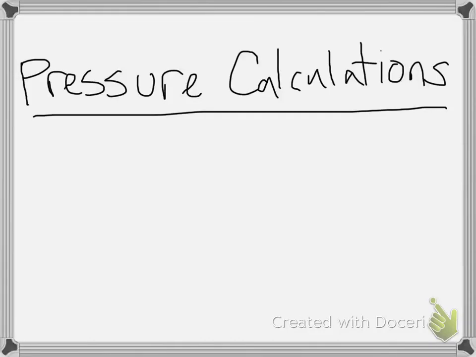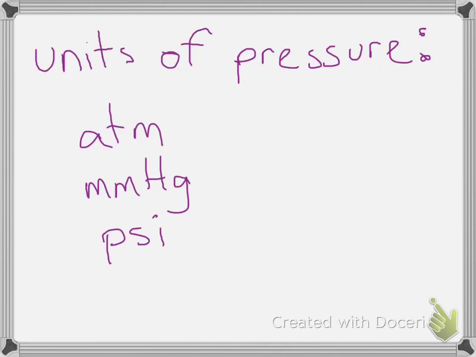In this video, we're going to do some pressure calculations. You should have already watched the video and read an article that kind of walks you through what pressure is. So we're going to talk about three different units of pressure: ATM, mmHg, and PSI. ATM stands for atmospheric pressure, and at sea level, in a perfect world, we would have 1 ATM. So this is the pressure of our atmosphere.